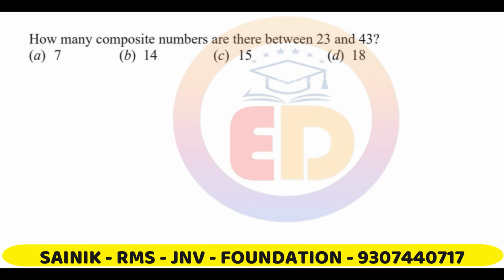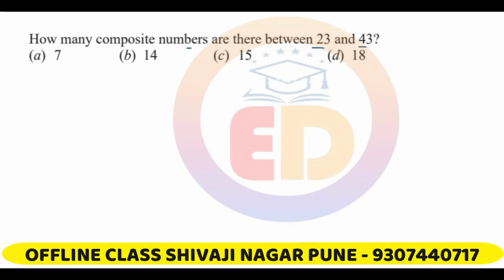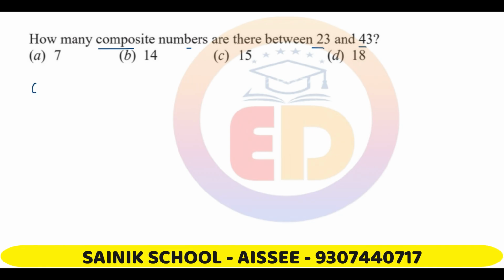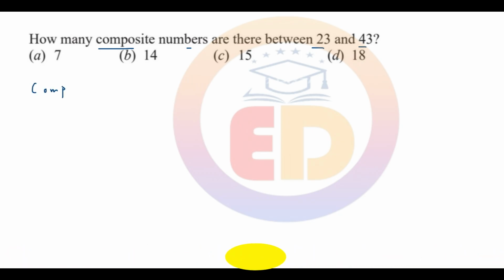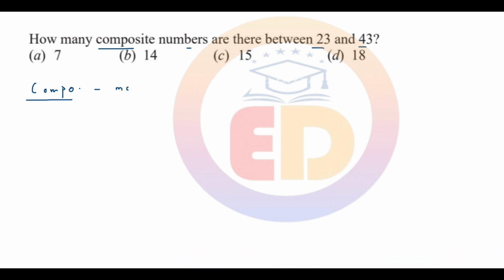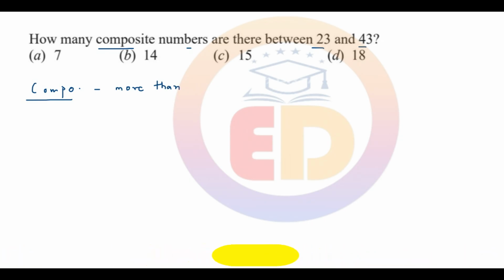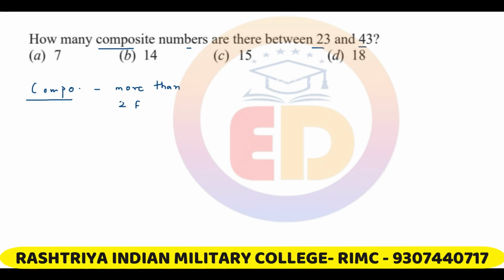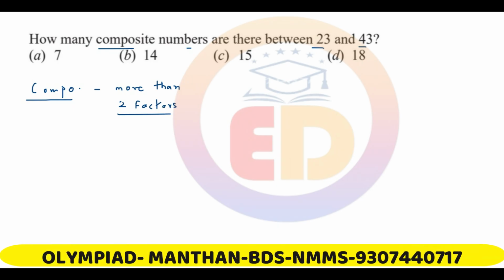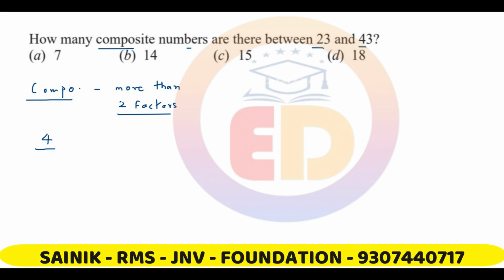How many composite numbers are there between 23 and 43? Composite numbers. Composite numbers are those numbers which have more than 2 factors or more than 2 divisors. For example, take a number 4. This is the smallest composite number.